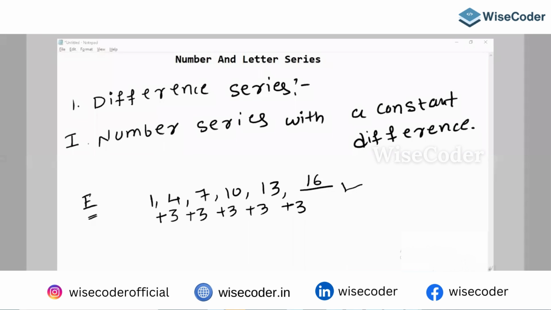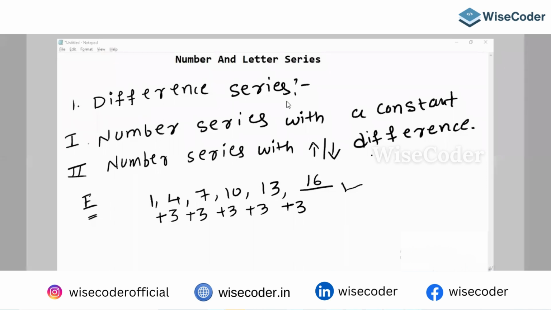The second variety, please write down as a side heading, is number series with an increasing or decreasing difference.